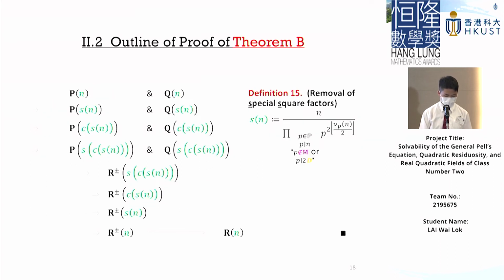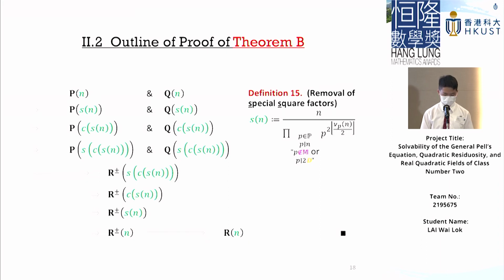Here is my outline of my proof of Theorem B. Starting from Pn and Qn, we will modify n in multiple steps until P and Q will imply R plus or minus here. They include applying the previous modifications C once, and this technical removal of square factors twice. After getting R plus or minus here, we will undo all these actions, obtaining purely R plus or minus n. The last step towards the ultimate Rn will then require only simple logical arguments.